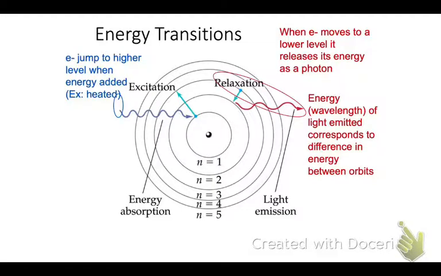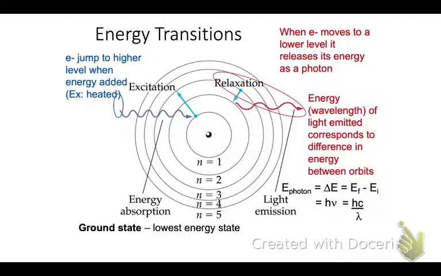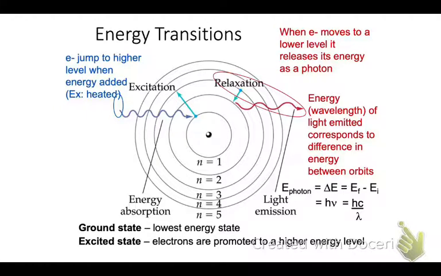Now if we look at the energy emitted, this energy is calculated, as we've seen before, by multiplying Max Planck's constant with the frequency, or substituting frequency by c over wavelength. The ground state is the lowest energy state for any given electron, and the excited state is the new place that it was promoted to, with a higher energy level, when energy was absorbed.